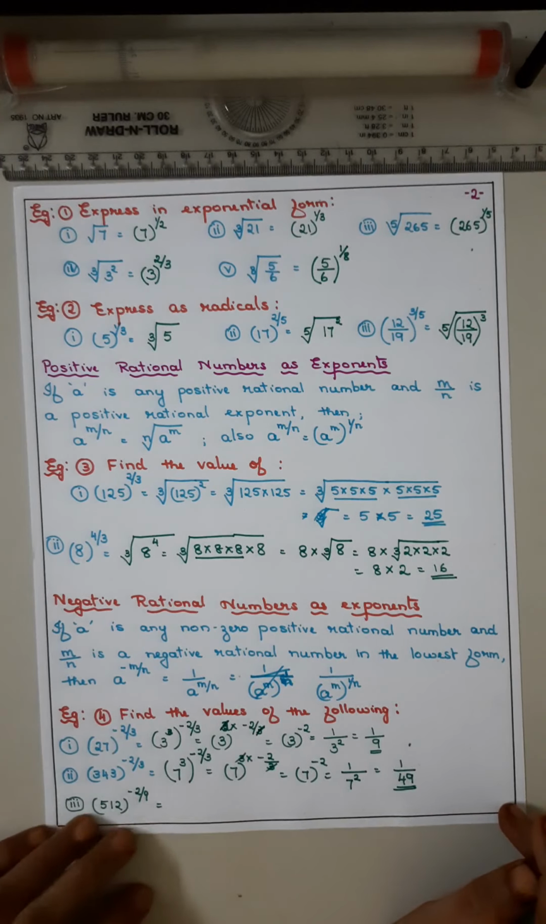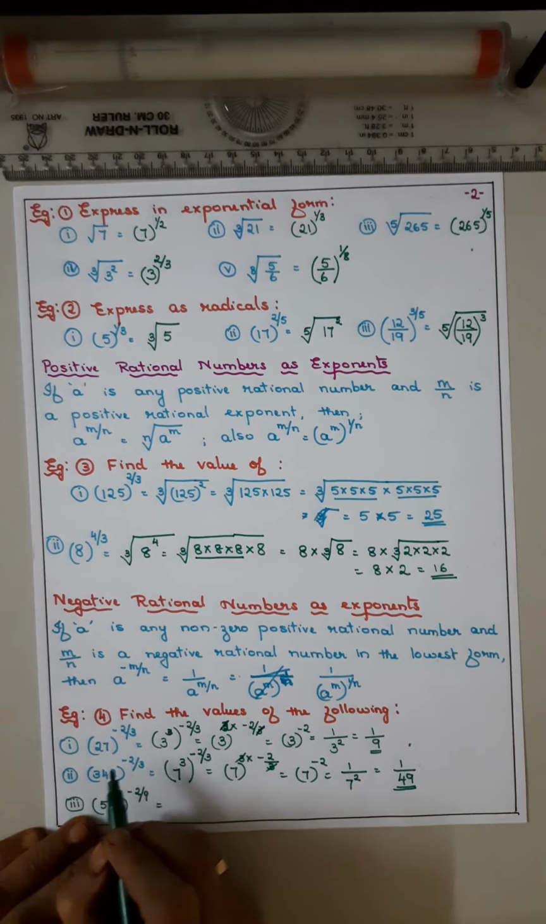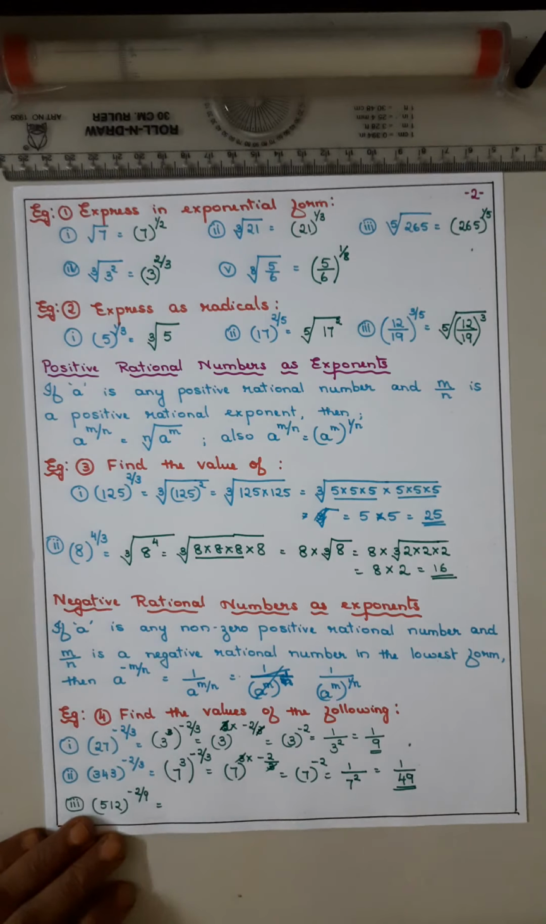Did you understand? So the denominator is 3, that is why convert 343 into a power of something whose power is 3. So you know 7 cube is 343. Then cancel it, then find the value. It is a negative power, so take the reciprocal with a positive power.